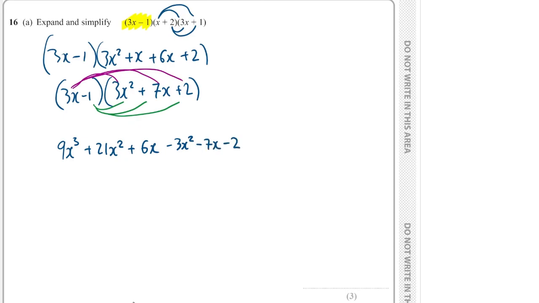Okay, let's collect now. So we only have 1x cubed, so that's 9x cubed. We will have 2 lots of x squareds, there are 21 and minus 3, which makes plus 18. And then we'll look at the x's, of which there are 6 and minus 7, which makes a total of minus 1. And then finally we'll look at the constant term, which is minus 2.